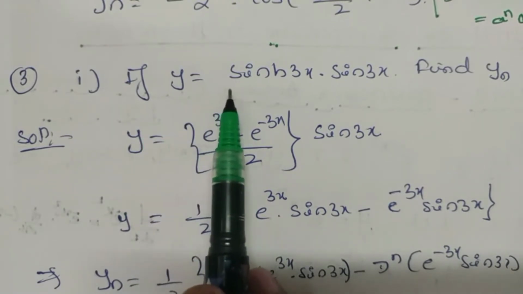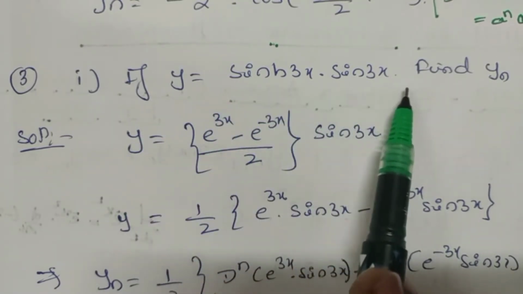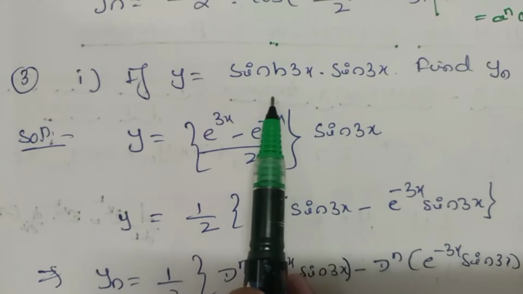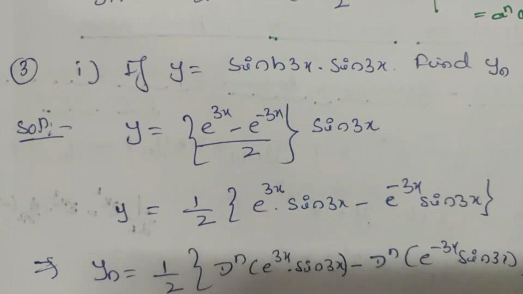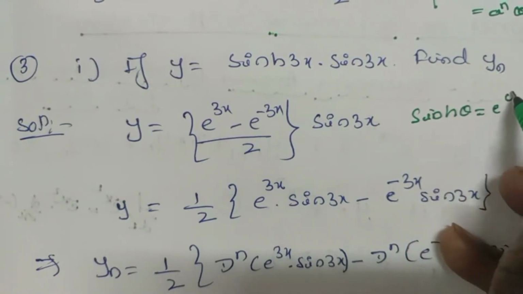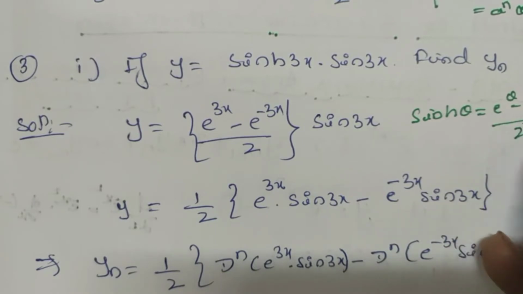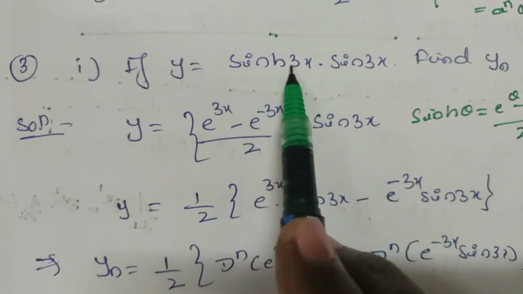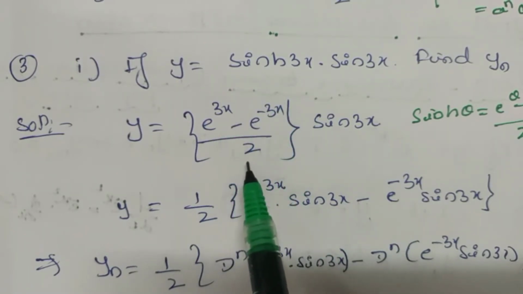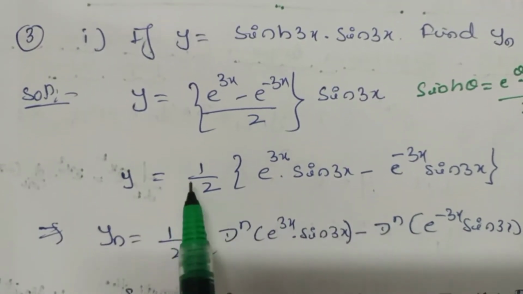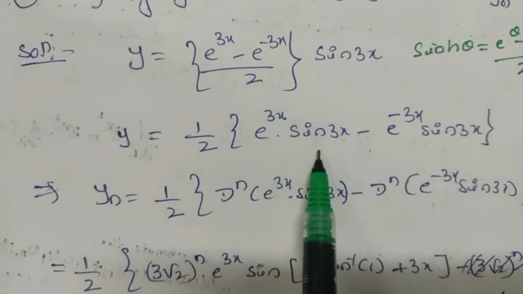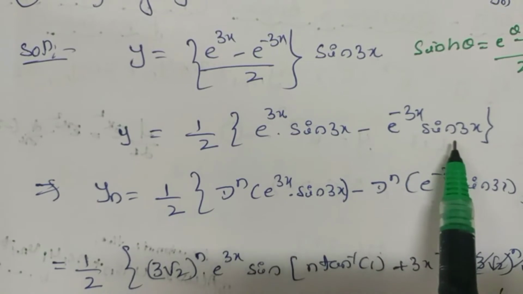If y is equal to sin hyperbolic 3x into sin 3x, then find its nth derivative. First we have to convert this sin hyperbolic in terms of exponential function. We know sin hyperbolic theta is equal to e raised to theta minus e raised to minus theta divided by 2. In place of theta we have here 3x. So sin hyperbolic 3x is equal to e to the power of 3x minus e raised to minus 3x divided by 2, into sin 3x as it is. It is equal to 1 by 2 constant as it is, e raised to 3x into sin 3x minus e raised to minus 3x into sin 3x.